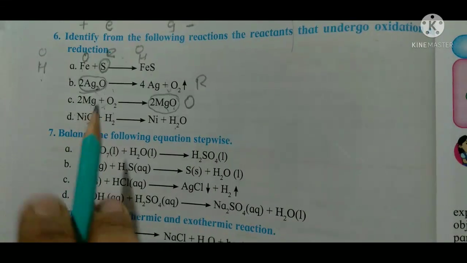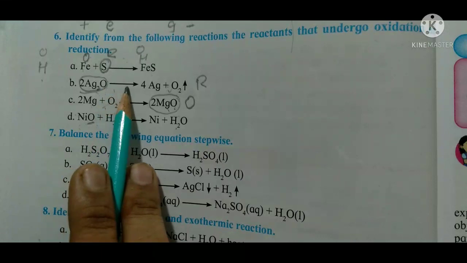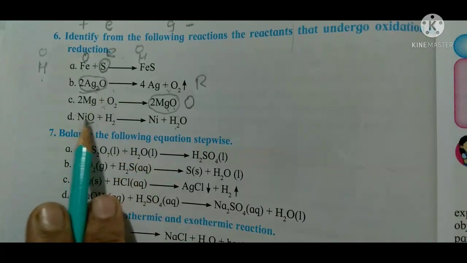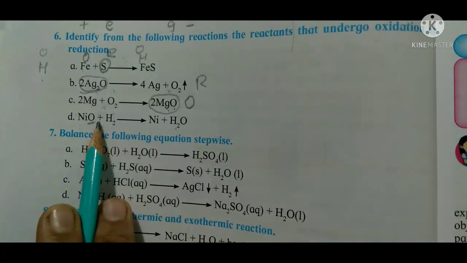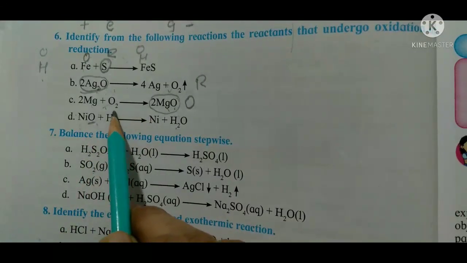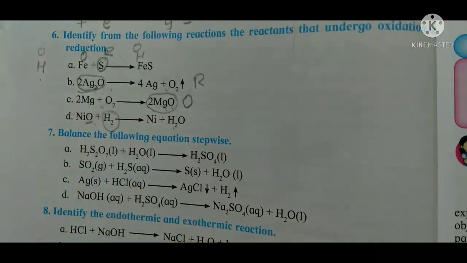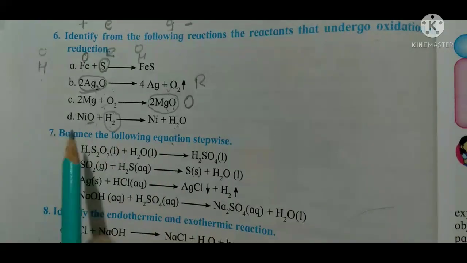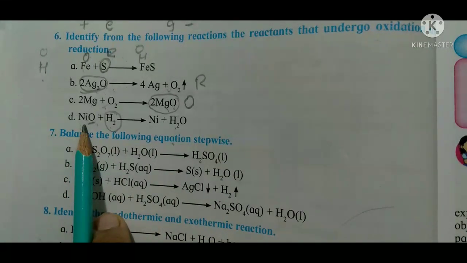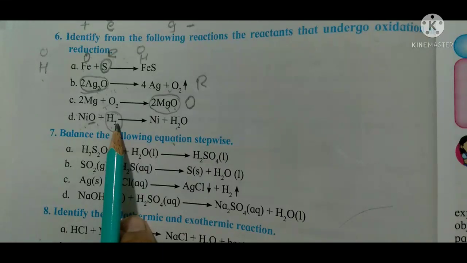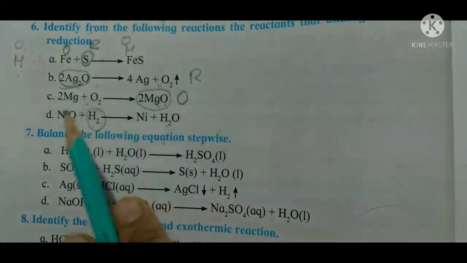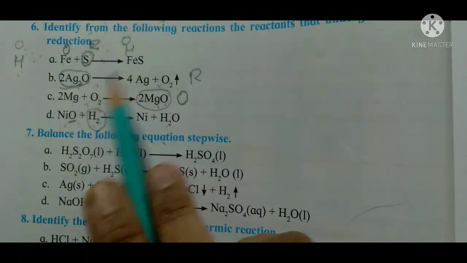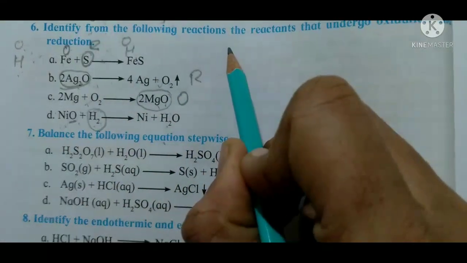So what you will write? Reduction of Ni took place. Reduction of NiO took place over here, and oxygen is added in hydrogen, so oxidation of H2 took place. Reduction in NiO, that is nickel oxide, and oxidation of hydrogen. So to find the answer for such questions, what three things you have to keep in mind?